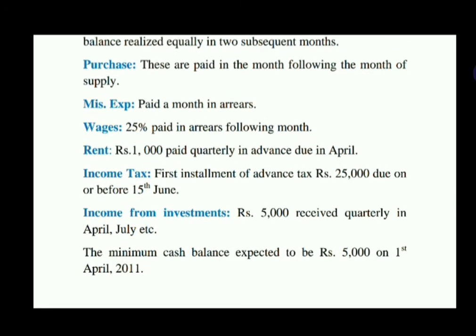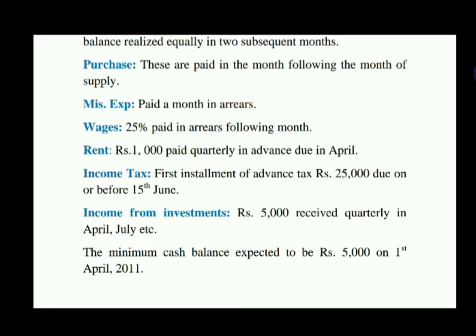And next, income from investments ₹5,000 received quarterly in April, July, etc. So there is an income from investments that should be received, ₹5,000 quarterly. So ₹5,000 quarterly this income from investments comes. So here that should be received in the month of April and July, etc. So this is income. And the minimum cash balance expected to be ₹5,000 on 1st April 2011.